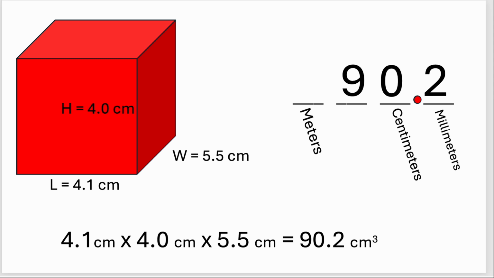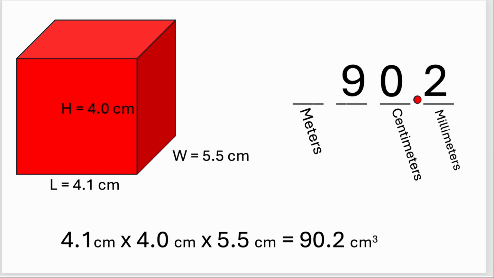Okay, let's talk about our answer here. After measuring the three different dimensions, we've got a length of 4.1, a width of 5.5, and a height of 4.0 centimeters. So we take those three numbers and we simply multiply them together, giving us a final number of 90.2 centimeters cubed.